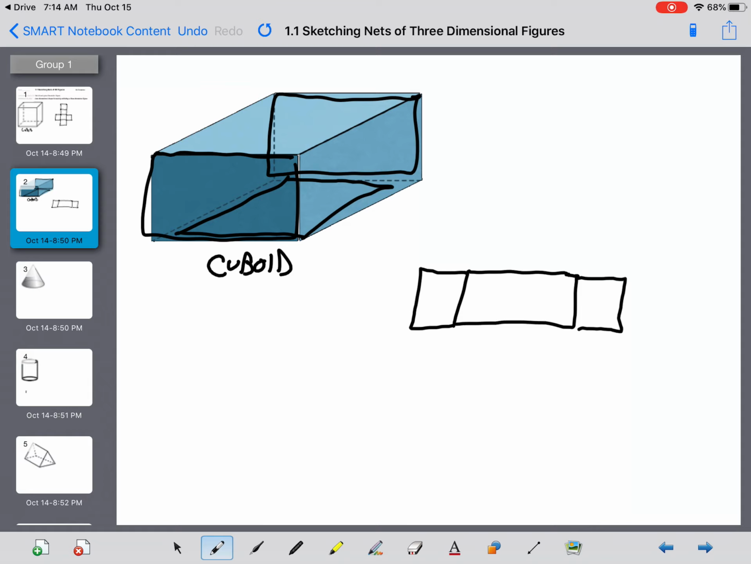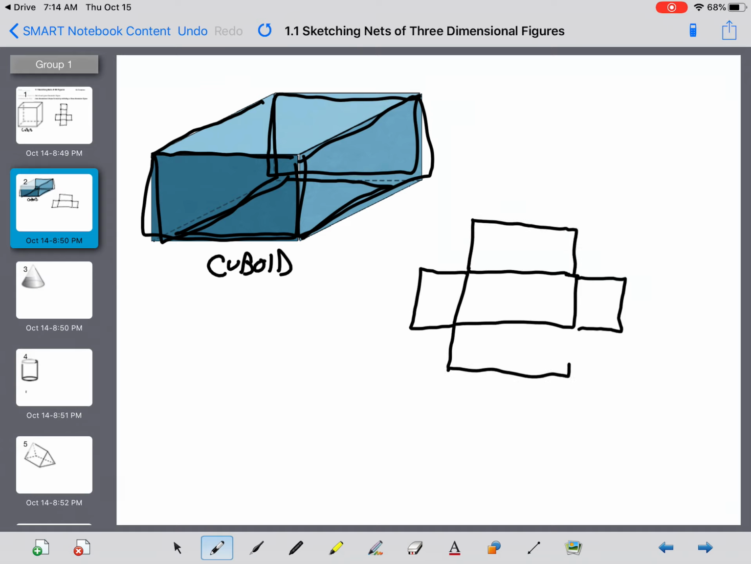And then again, all you have to do is fold the sides down, meaning the longer ones, right here and right here. And then you put the roof of this cuboid on either the top or the bottom.